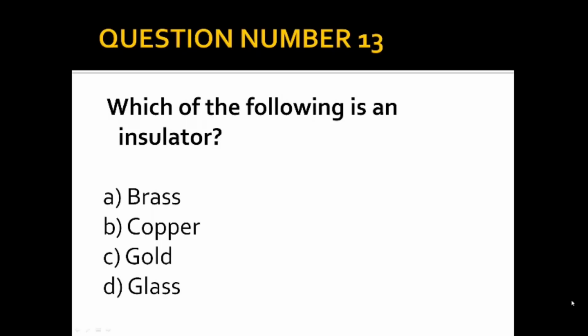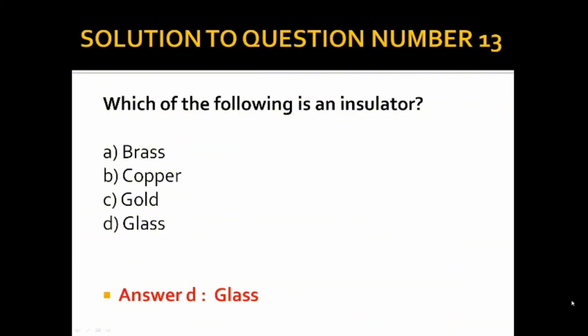Question number 13. Which of the following is an insulator? A, brass. B, copper. C, gold. D, glass. Without any thinking, I believe you can give me the answer to that. The answer is glass, D.